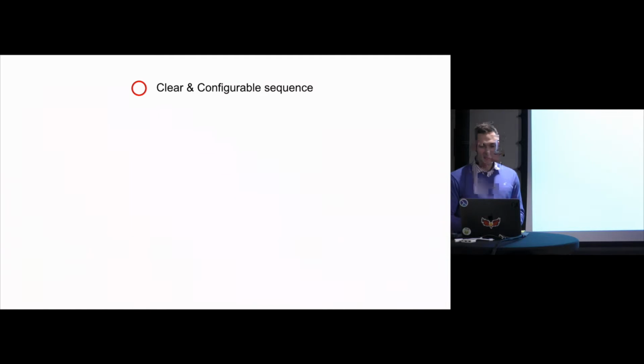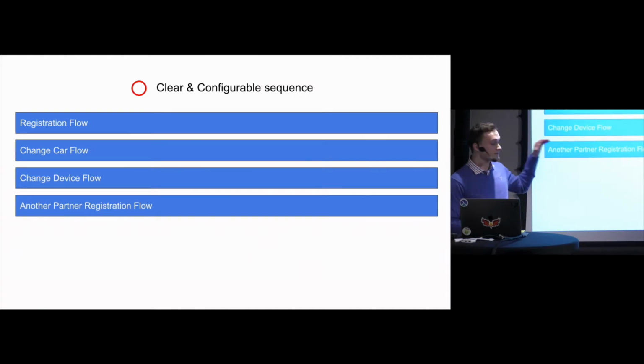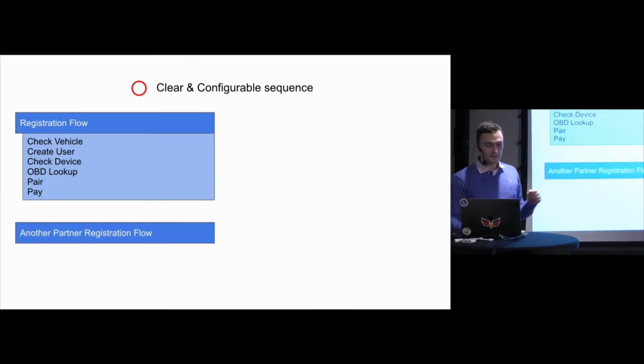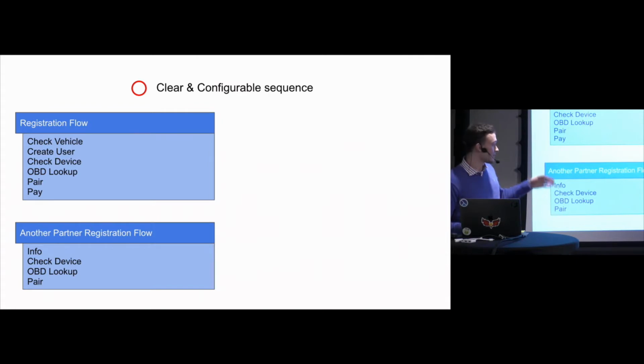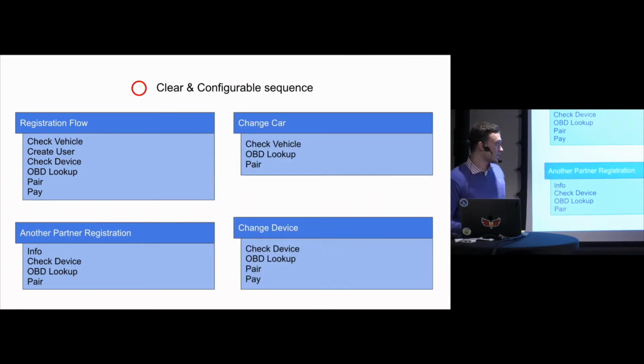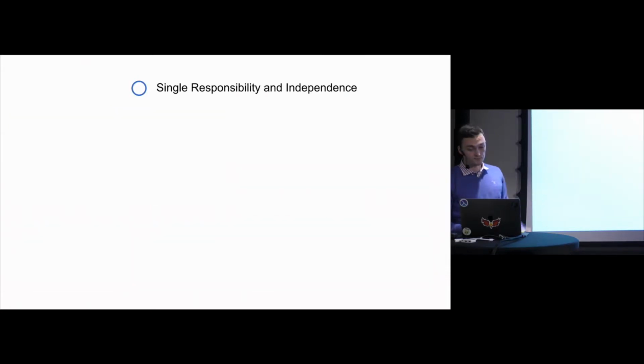All right. So first of all, it's a clear and configurable sequence. As I said, we wanted to have different flows which are not related to each other, and define them in some place. The idea was, for example, for registration, you want to have check vehicle, create user, check device, OID lookup, pair, and pay. So like 6 steps. For another country, you want to have 4 different steps, and the same for another flow. So that was the main idea.